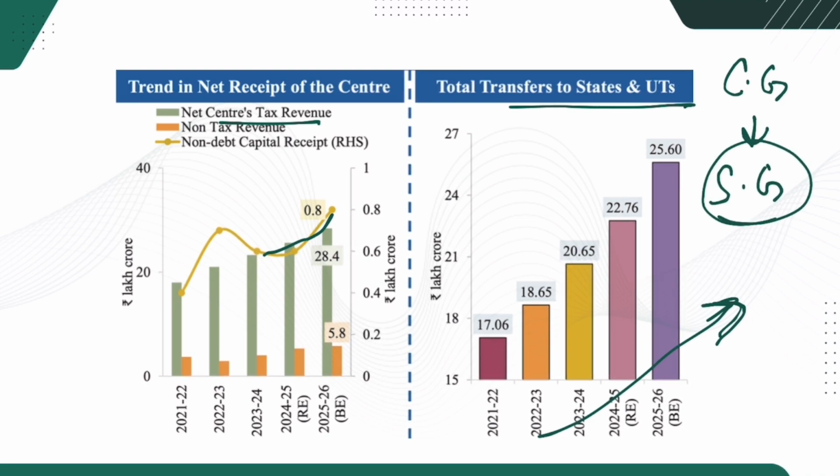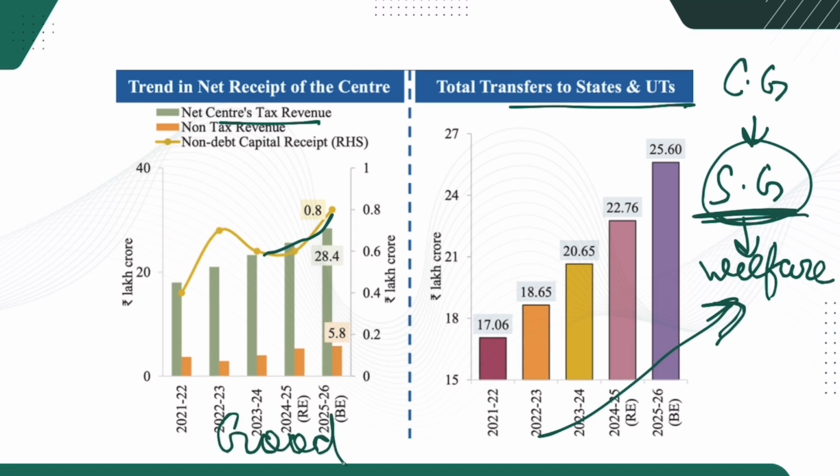And this should be good news for the state government. Why? Because now they'll have more money to fund many of their welfare programs. Okay, so this is also good news. This is also good news that states are receiving more money. An increasing trend is being seen here.